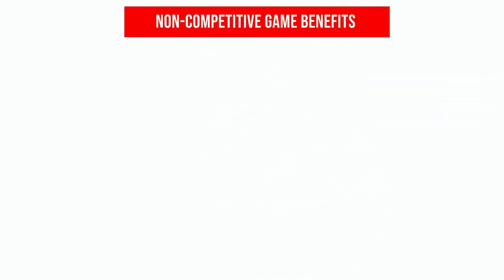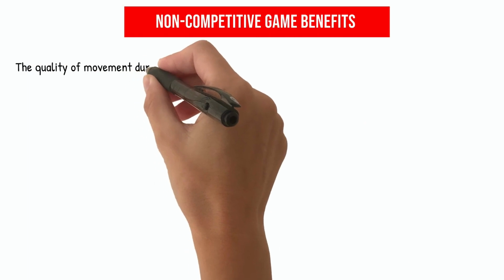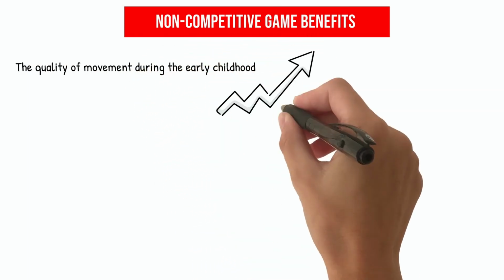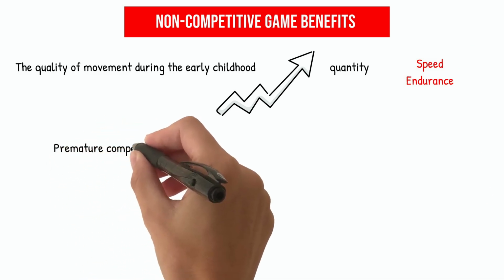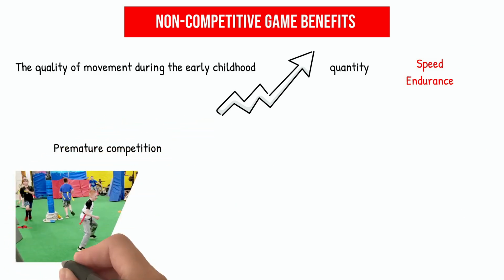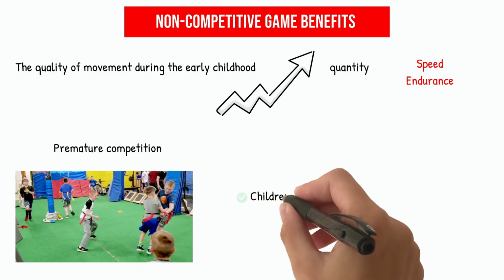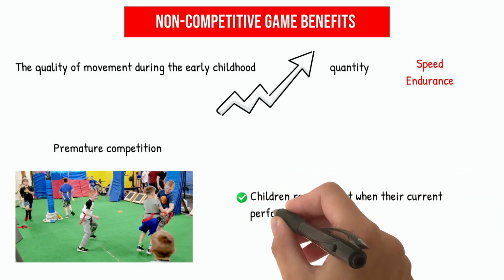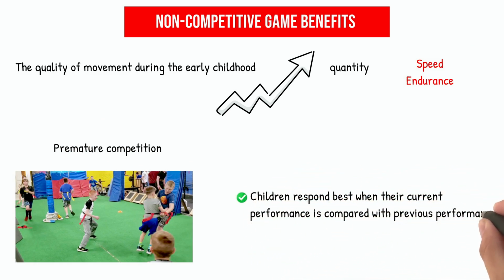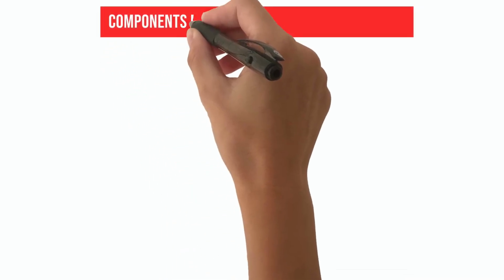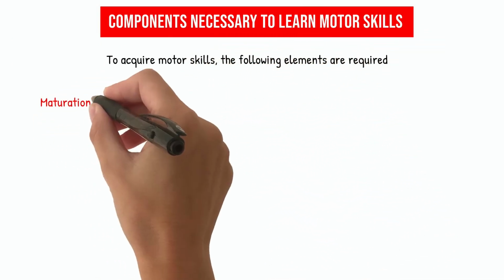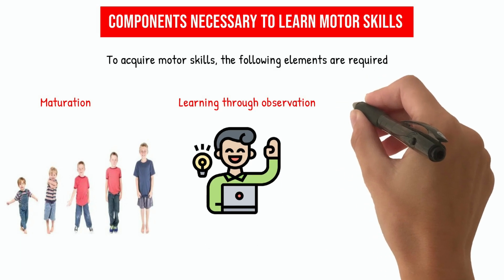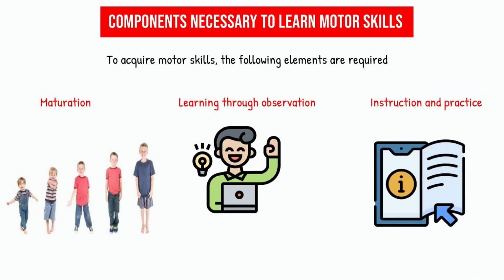Non-competitive game benefits. The quality of movement during the early childhood period is much more than the quantity, speed, endurance, etc. Premature competition focuses on the product, the fastest, rather than the form used when moving. Children respond best when their current performance is compared with previous performance. Components necessary to learn motor skills. To acquire motor skills, the following elements are required. Maturation. Learning through observation. Instruction and practice.